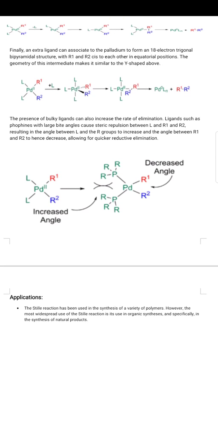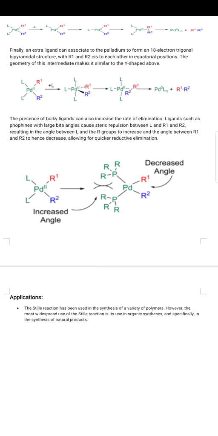Then at last, an extra ligand can associate to the palladium to form an 18-electron trigonal bipyramidal structure with R1 and R2 cis to each other in equatorial positions. So the presence of a bulky ligand can also increase the rate of elimination. Ligands such as phosphines with a large bite angle cause steric repulsion between L and R1 and R2, resulting in the angle between L and the R groups increasing and the angle between R1 and R2 hence decreasing, allowing for quicker reductive elimination. So there is an increased angle and a decreased angle. The increased angle is between L and R2, and the decreased angle is between R1 and R2.